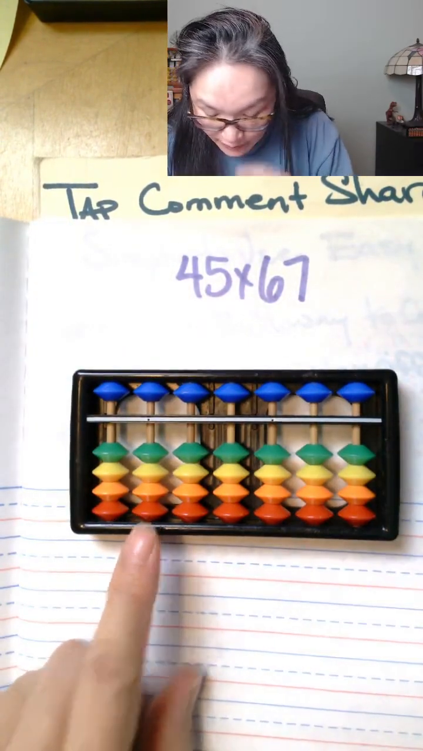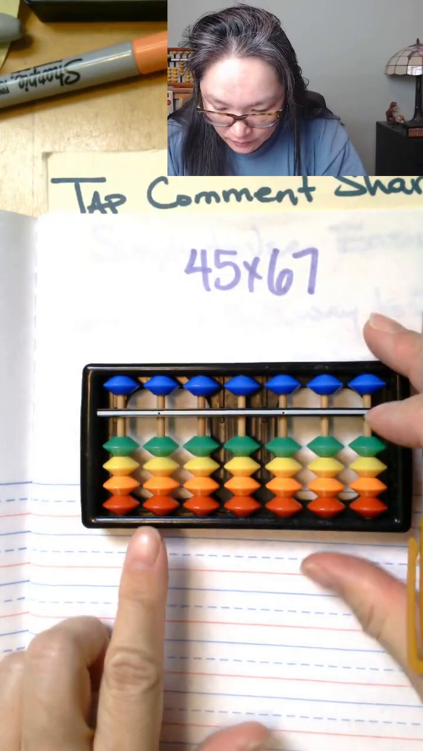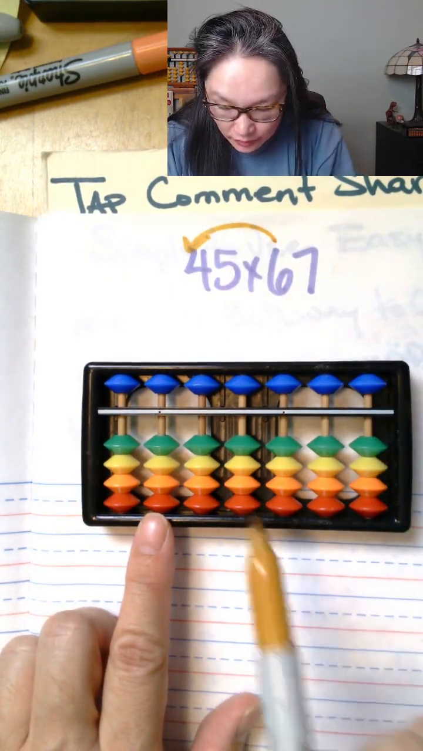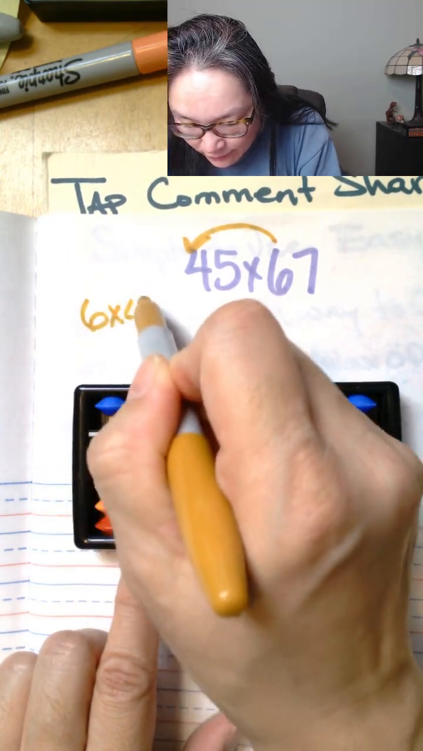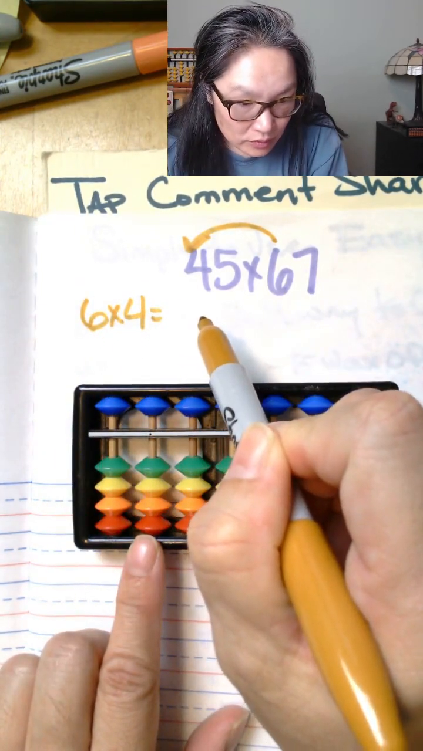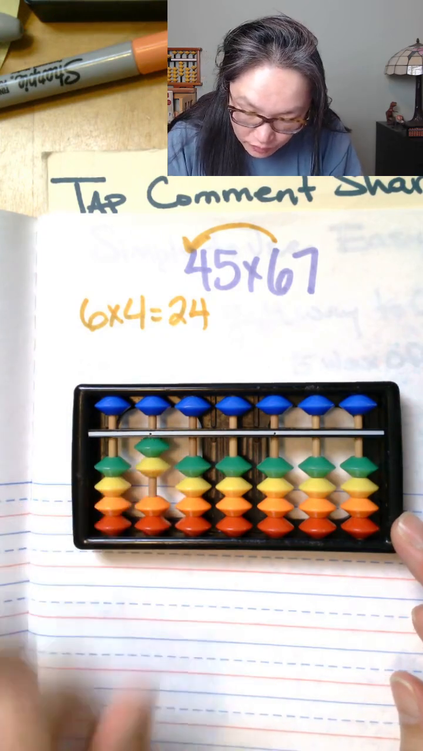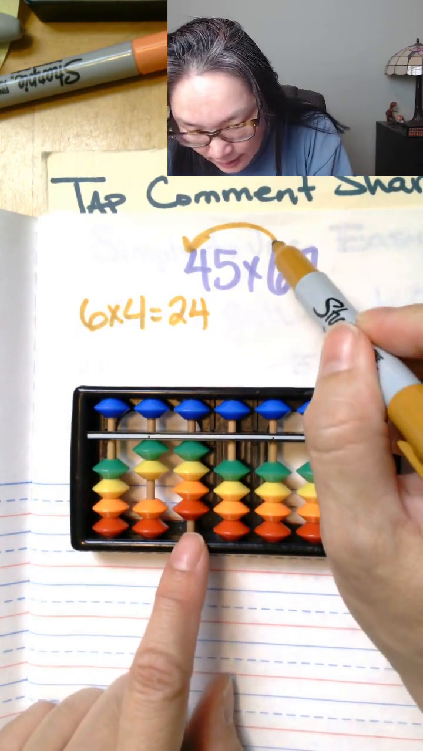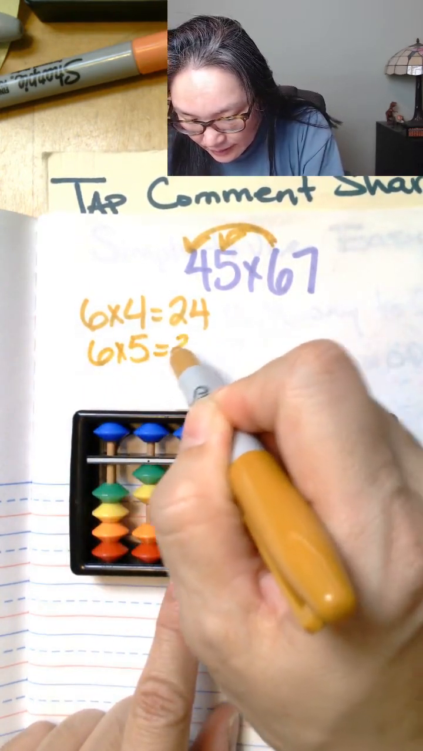1, 2, 3, 4. Okay, so the first thing we're going to do is we will take the 6 and multiply it by the 4. That's what we're going to do. So 6 times 4 is equal to 24. So I add 2 and I add 4. I'm still here. So next I do 6 times 5. 6 times 5 is 30.